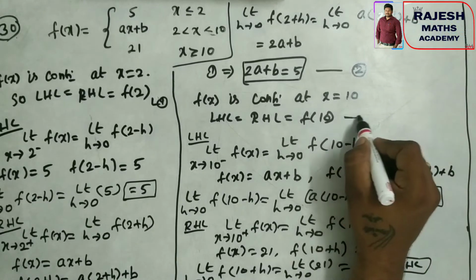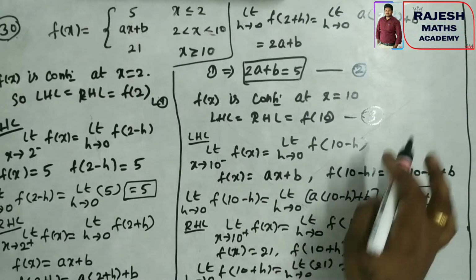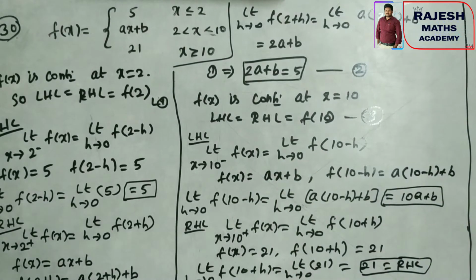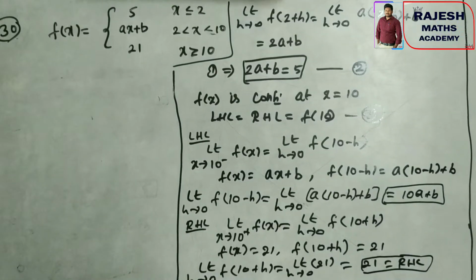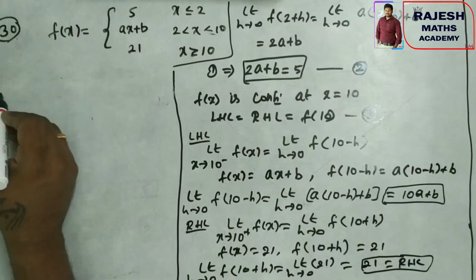So this equation we can take as 3, that is LHL equal to RHL equal to f of 10. So equation 3 will give us the value. So we will equate the LHL and RHL now. So what is LHL?